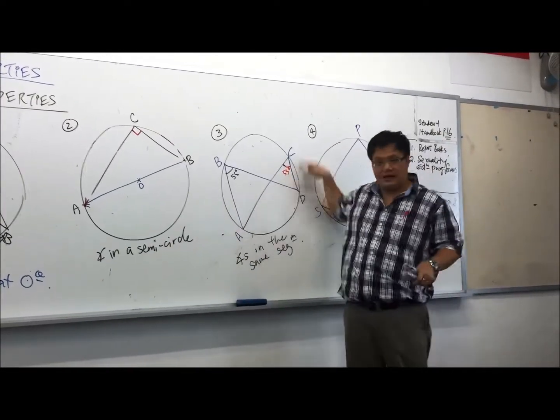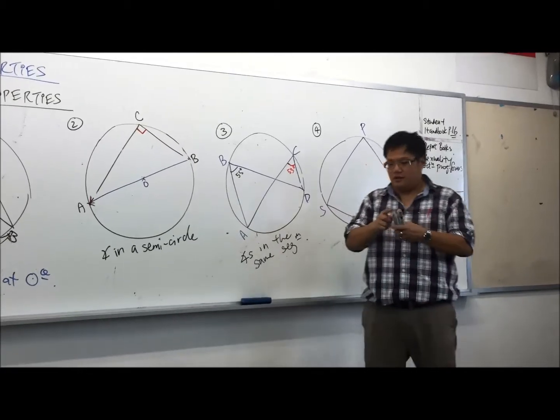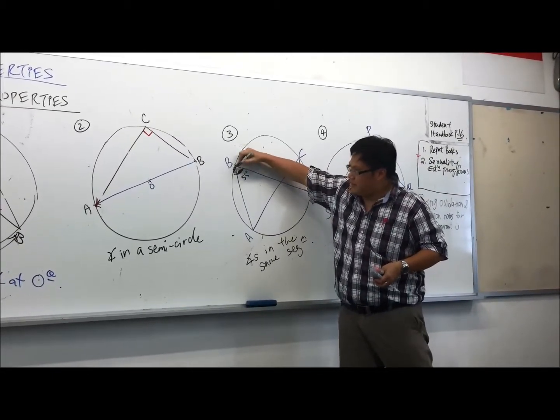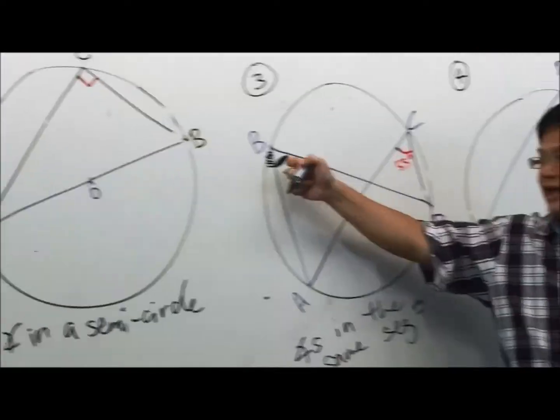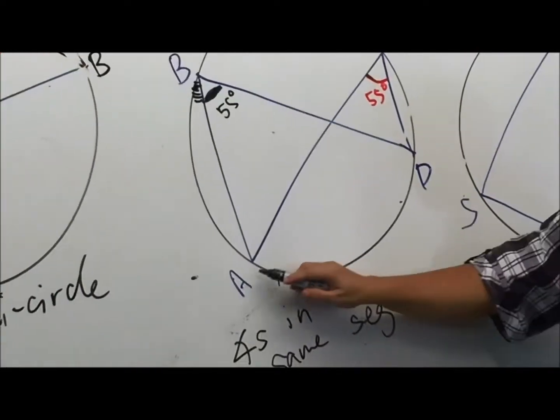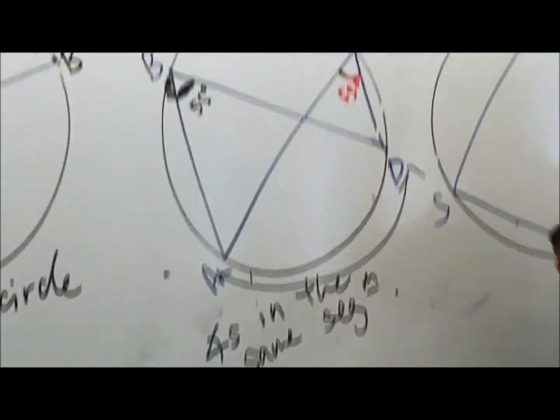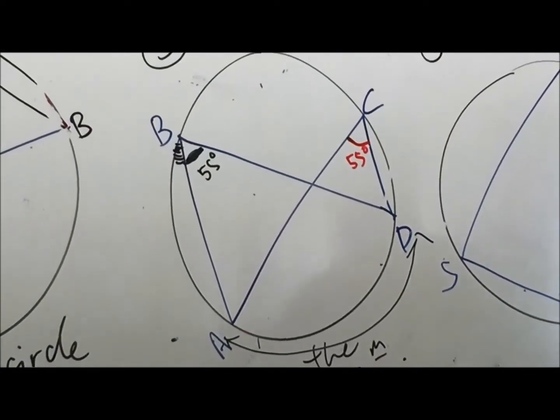Butterfly shape, the hourglass, the ribbon. Okay? Look, look. If this angle here is looking at this minor arc AD, can you find another angle that shares the same arc?